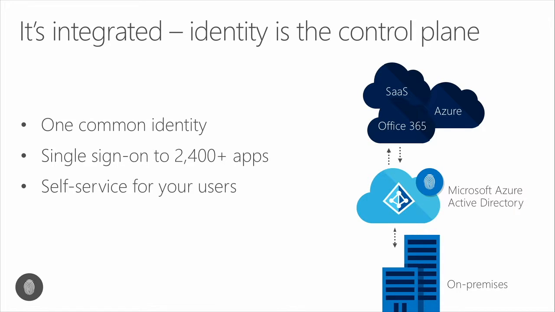So drilling down a little bit more, it's integrated. Identity is the control plane. We support one common identity from Active Directory, easily synchronized with Azure AD Connect to Azure Active Directory, and the ability to connect SaaS applications, Office 365, even custom applications. We offer single sign-on to over 2,400 applications, and those applications are supported from our catalog, and you can grow that with other technologies like Azure Active Directory Application Proxy or our Active Directory authentication libraries, which allow applications to tap directly into identity in Azure Active Directory. And then self-service for your users.